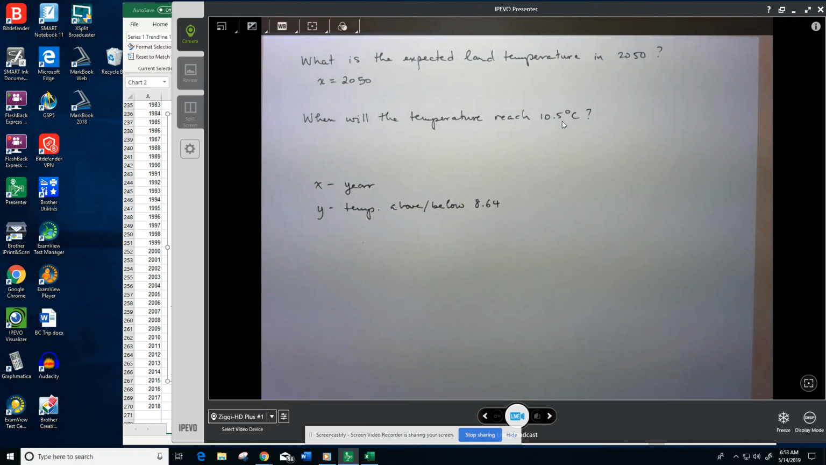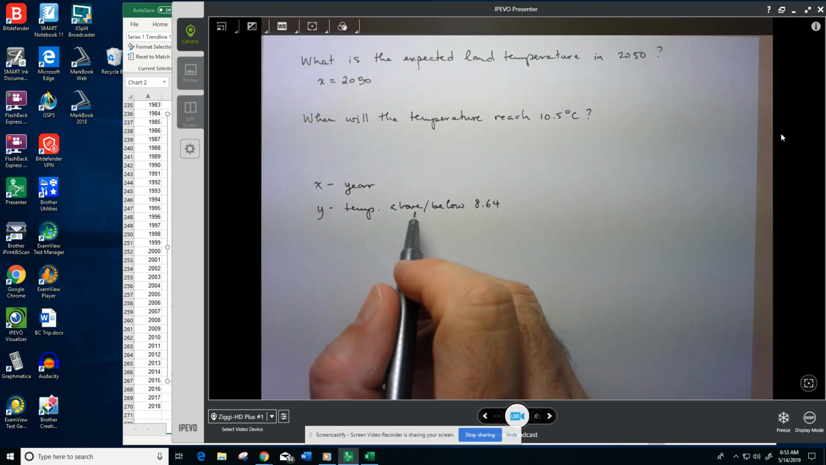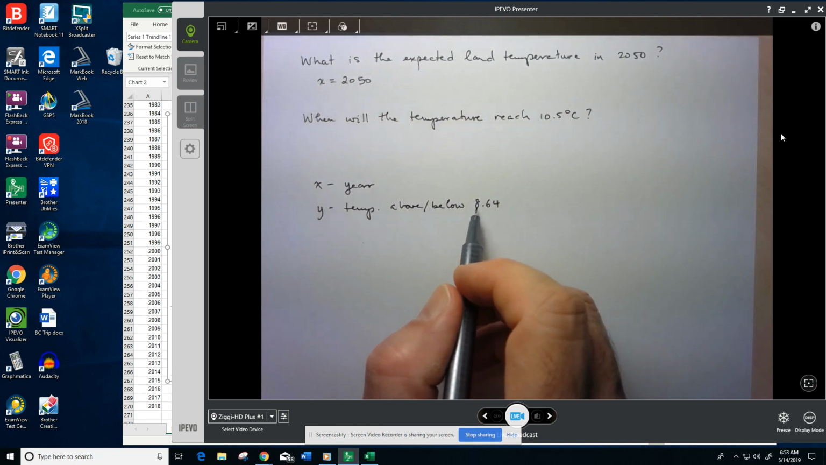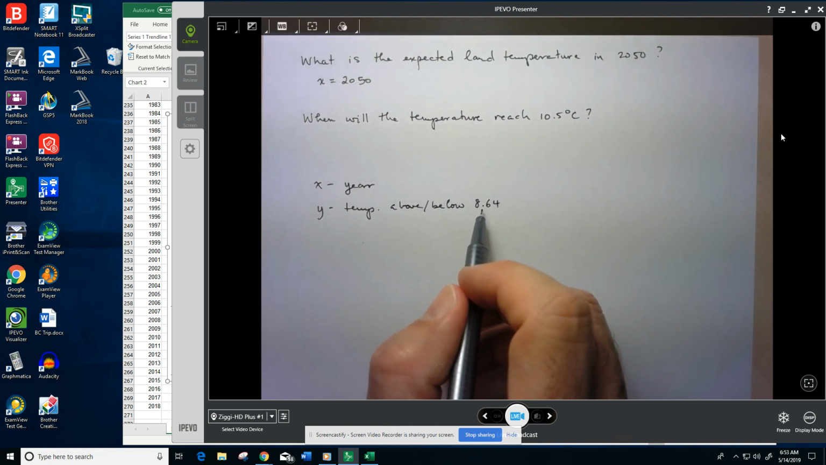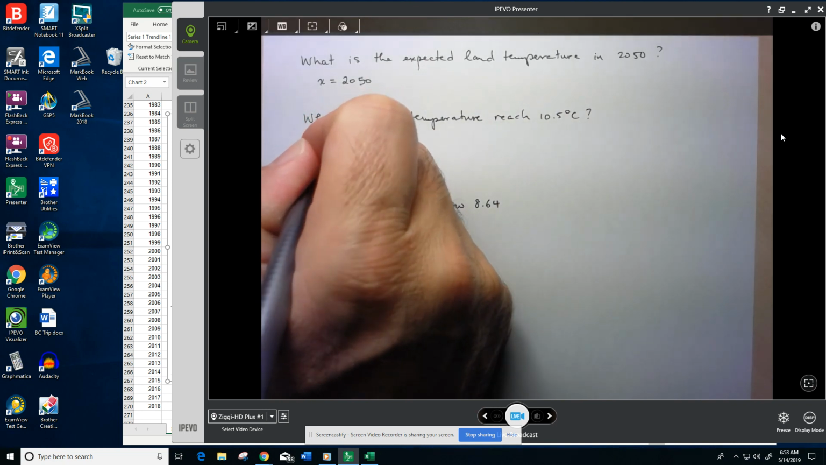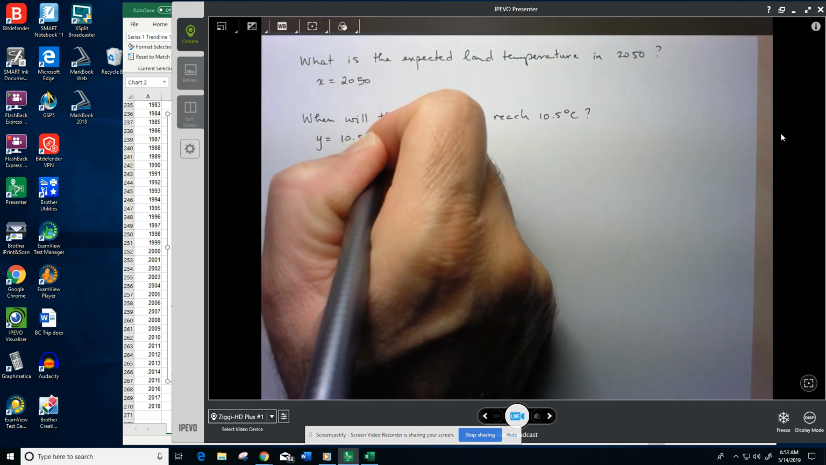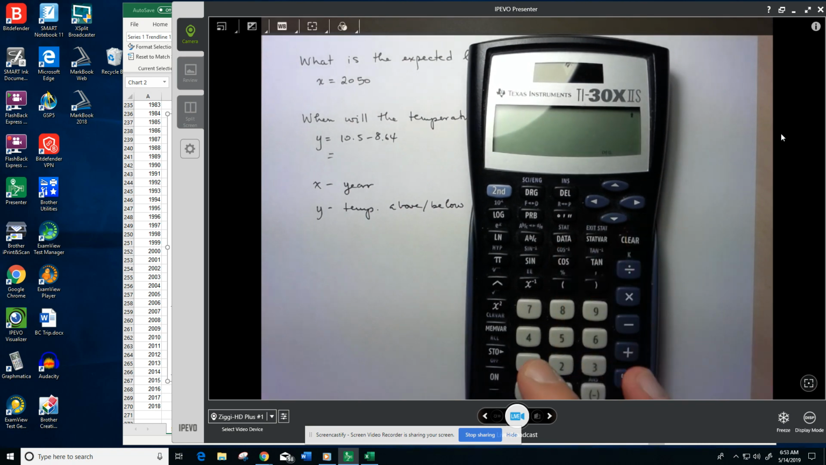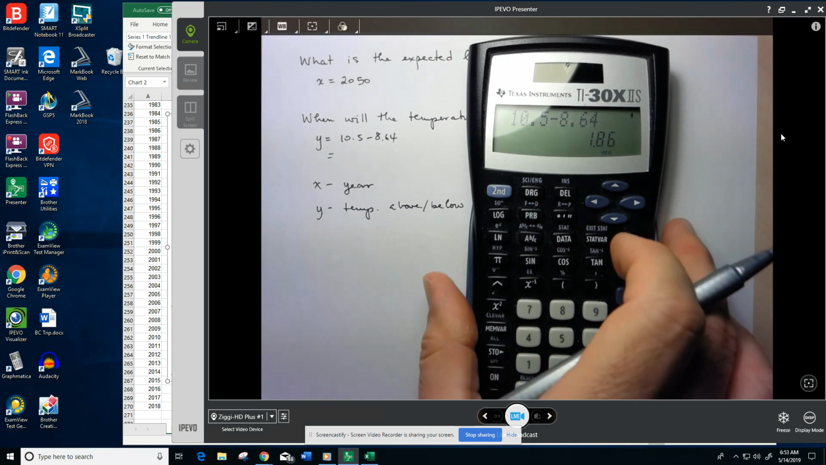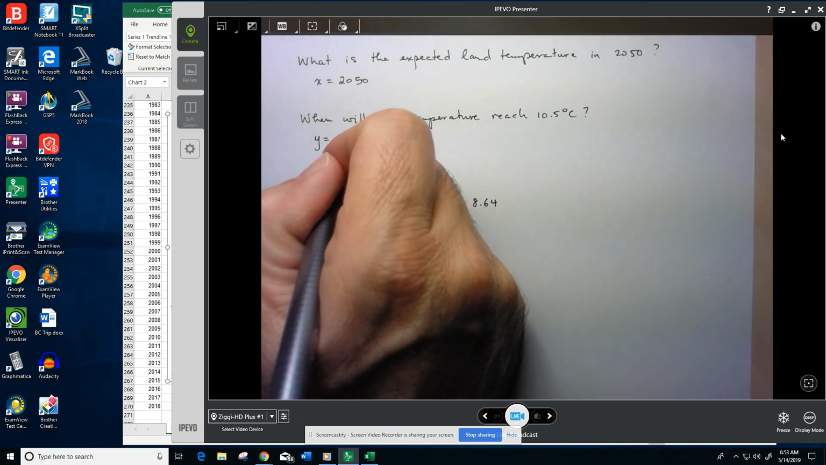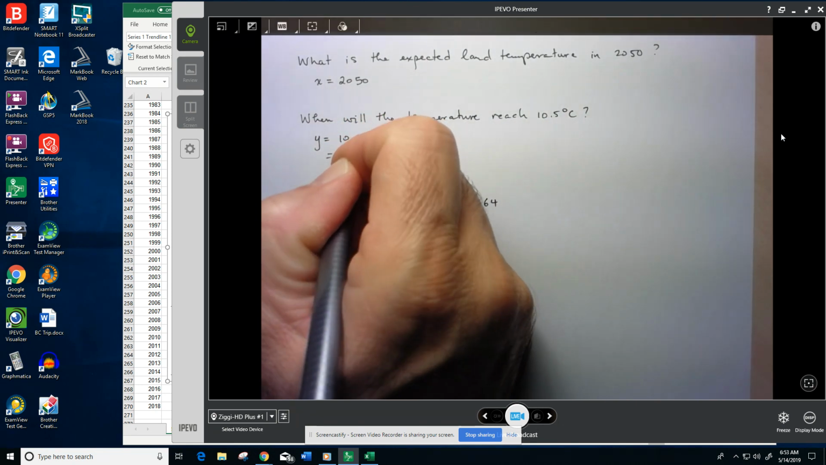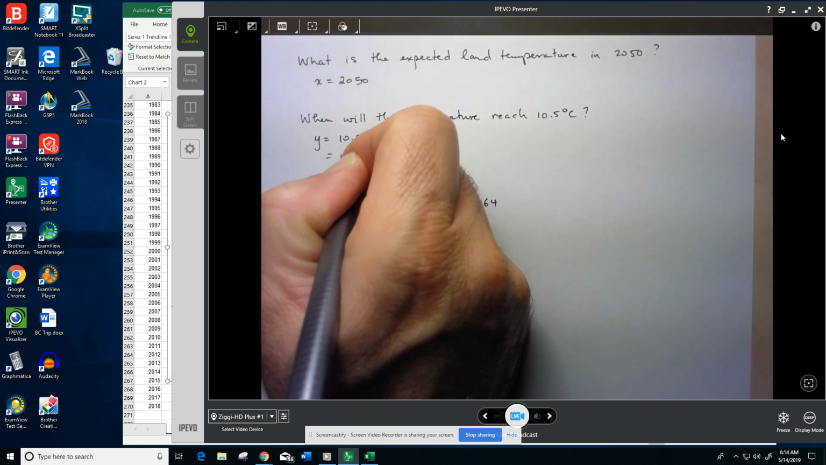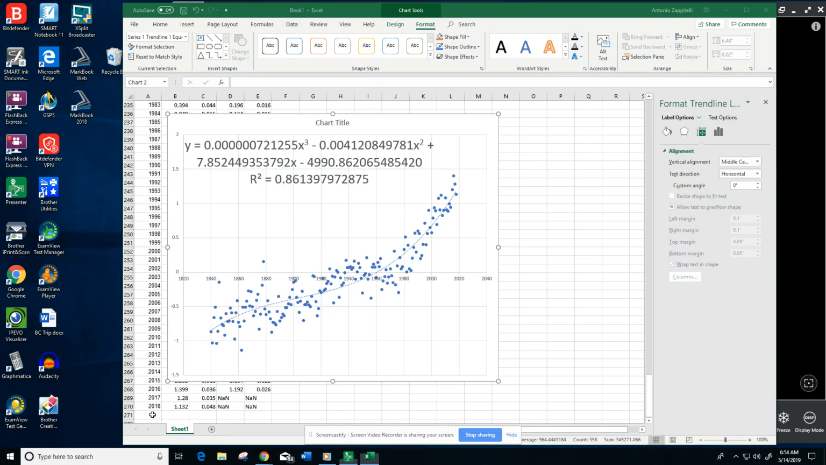Now, since the y value doesn't represent the actual temperature, but how far away it is from 8.64, I'm going to input y equals 10.5 minus 8.64, which is equal to, let's make sure we don't make a mistake here, 10.5 minus 8.64. Okay, so 1.86. So these are the two things we have to solve. So 1.86. Okay, so let's go back to our function here.